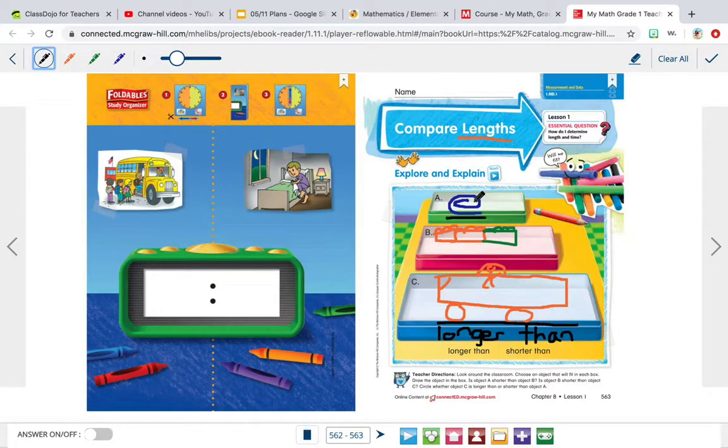And that's what we call comparing lengths. Comparing means that we're looking at these two and we're saying how are they different. And lengths means that we're comparing how long it is. Okay? Let's go to the next page.